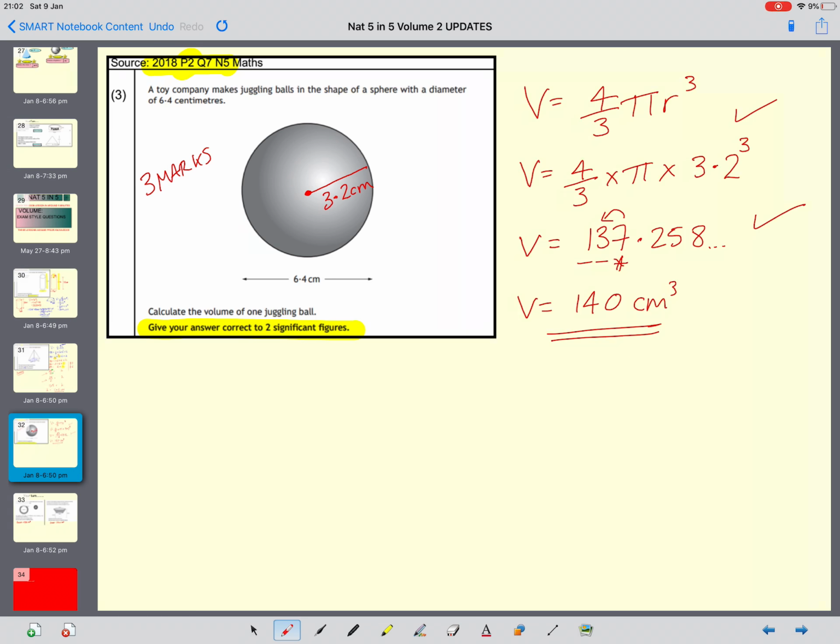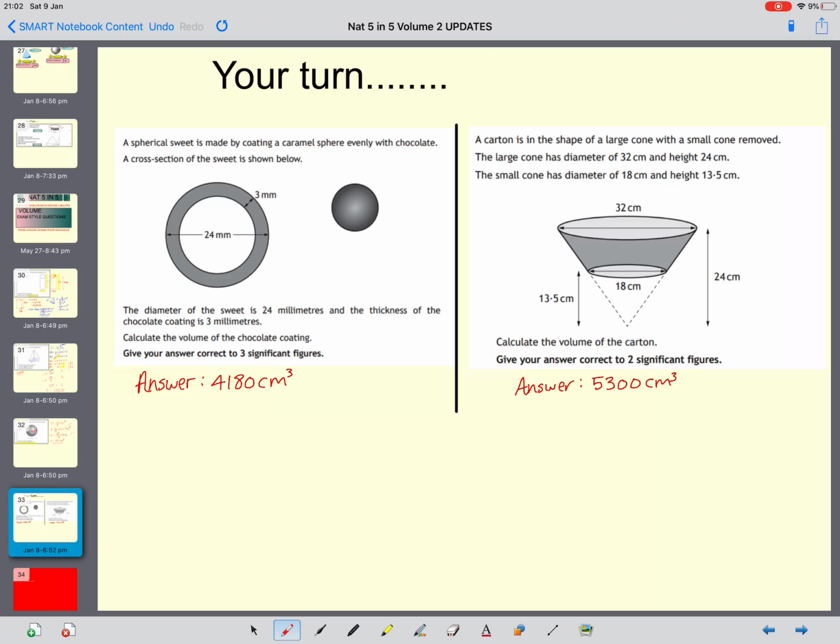Okay, so now it is your turn to try. Here you go, your turn. There's two SQA exam questions here, one on the left, one on the right. I have written the answer here, so please do them, and then please check your answer. Good luck, and thank you so much for watching.